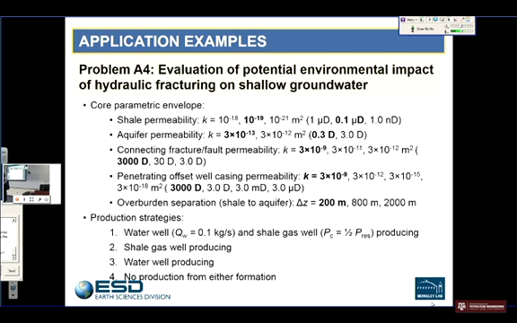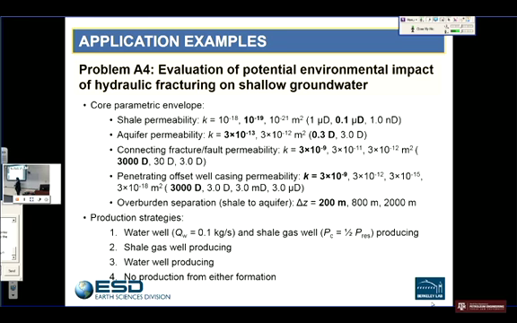Keep in mind, we make no assumptions about whether this permeable pathway exists. We consider it a given. And then we try to see what's going to happen to the gas and what's going to happen to the water. Do we expect to see a problem? We have different protection strategies. One, we have the water well producing at a constant rate, and the shale gas well producing at a constant bottom hole pressure, half the discovery pressure. Or we can have only the shale gas well producing, or only the water well producing, or no production from either formation.